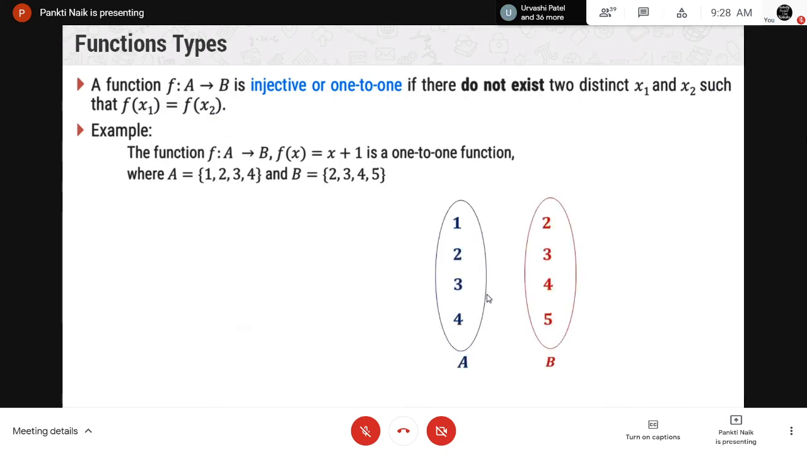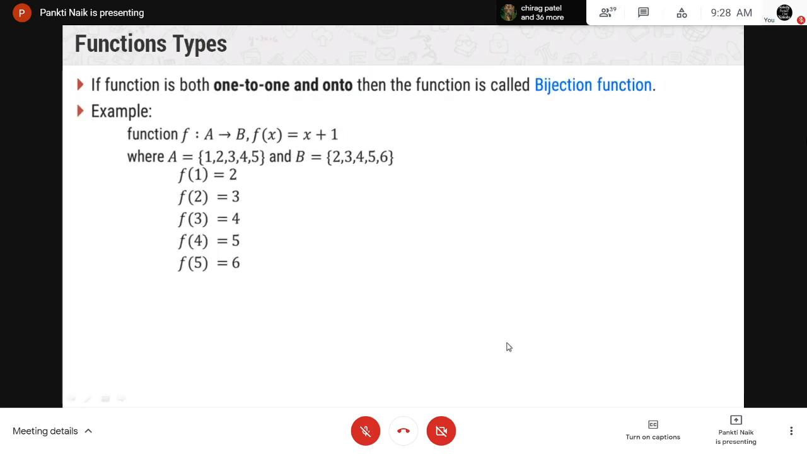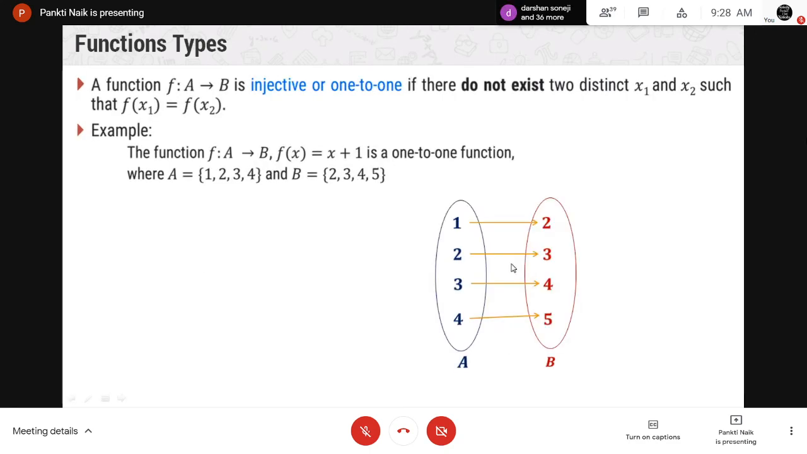So here are A and B. Our function is x plus 1. So 1 plus 1 is 2, 2 plus 1 is 3, 3 plus 1 is 4, 4 plus 1 is 5. So this function is known as injective or one-to-one.